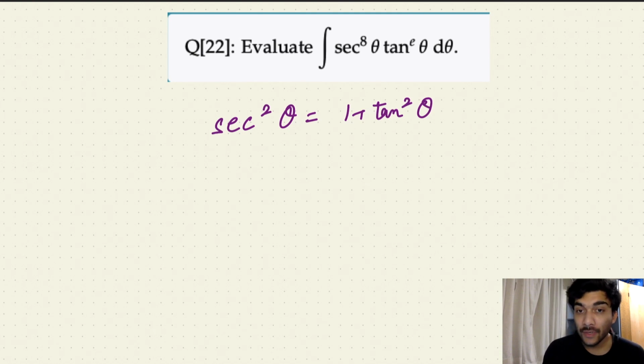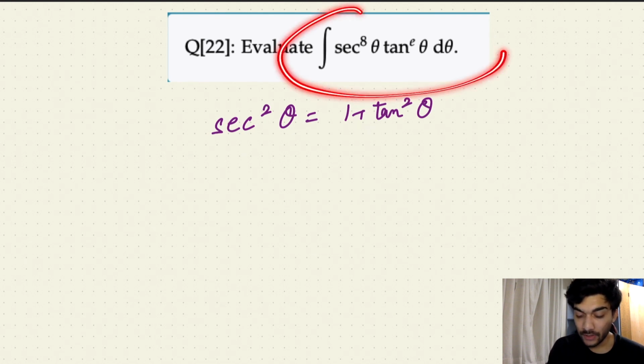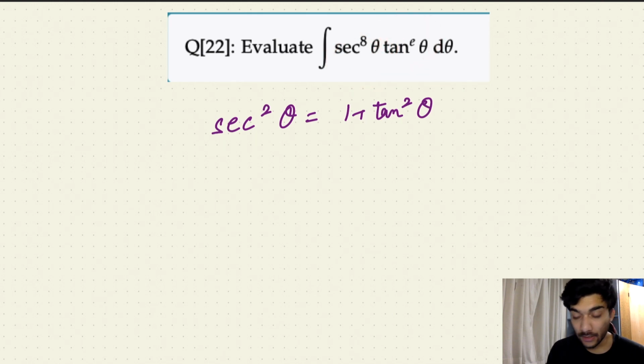So let's continue our previous video and solve one more question on calculating indefinite integrals of a combination of trigonometric functions. In this question, we have to calculate the integral of secant to the power 8 theta times tan to the power e theta d theta.